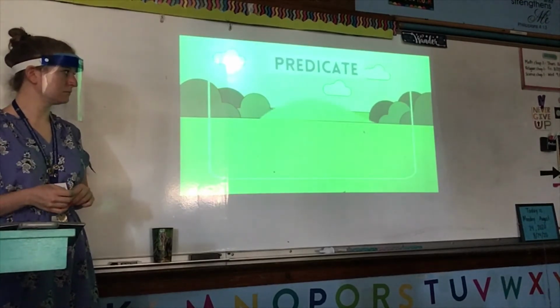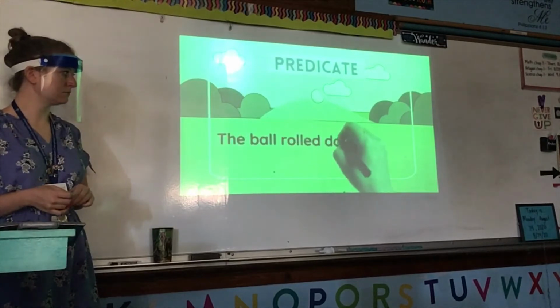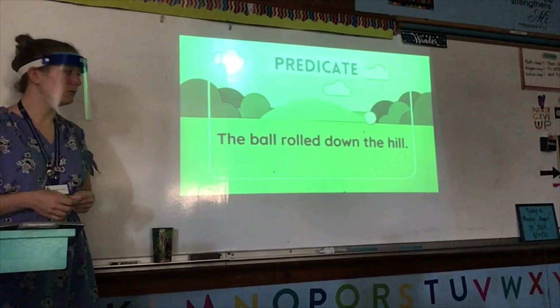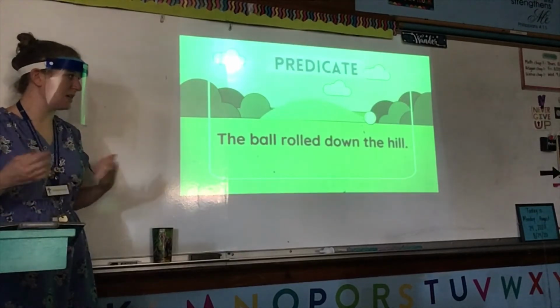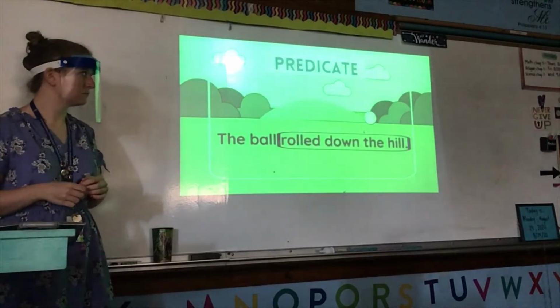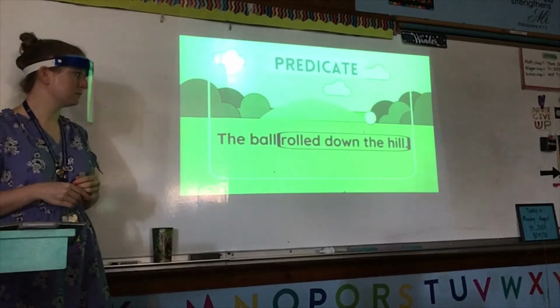Let's try one more. The ball rolled down the hill. What's the predicate? Rolled down the hill. Good. That's what the ball did. Good job. Rolled down the hill is the predicate because it tells what the ball did.